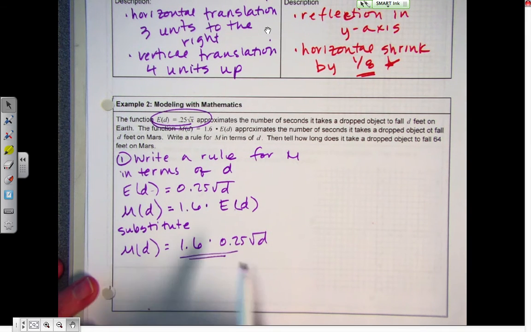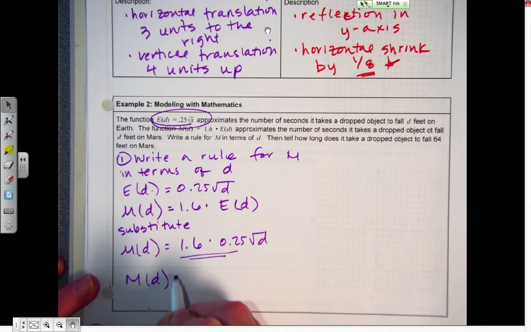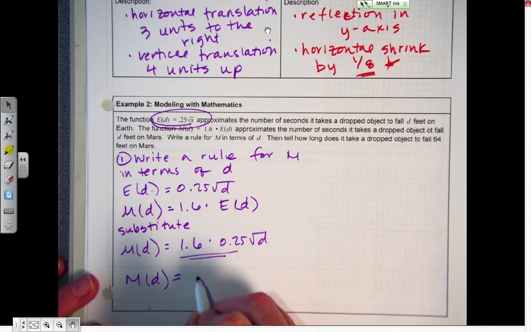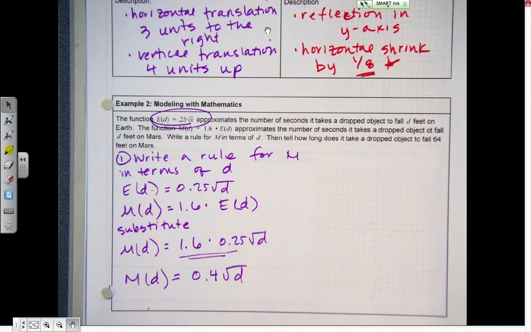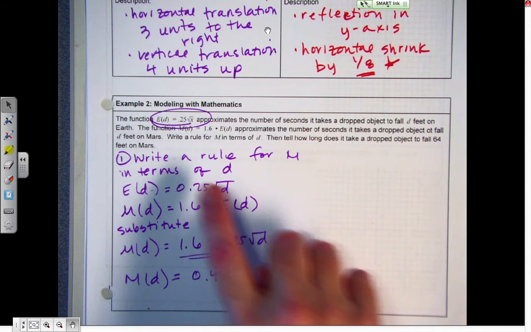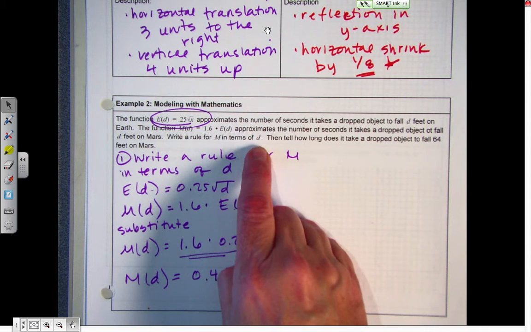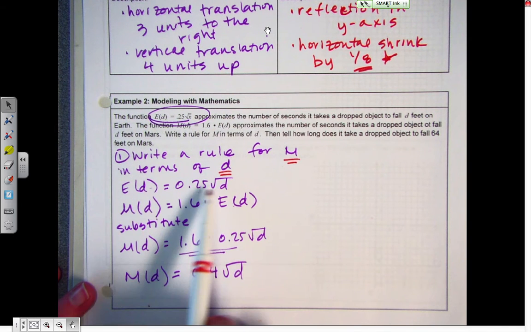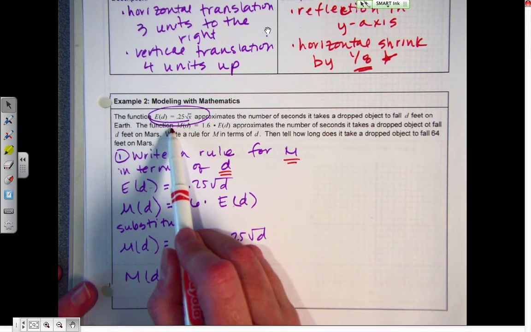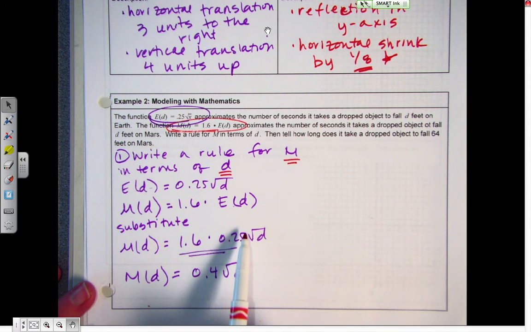If we simplify this, m of d equals 0.25 of 1.6 is 0.4 and the square root of d. So we wrote a rule for m in terms of d. We took what we started with, the e of d. We took the function m of d, substituted the e of d in, simplified it.